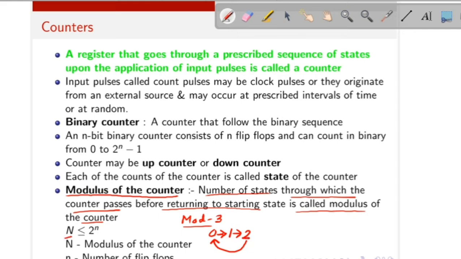Suppose capital N represents the modulus of the counter, then we have the equation N less than or equal to 2 raised to n, where small n represents the number of flip-flops. If n is the number of flip-flops, then we know that it counts from 0 to 2 raised to n minus 1. So the number of states is 2 raised to n. So this modulus is always less than or equal to 2 raised to n. Clear?